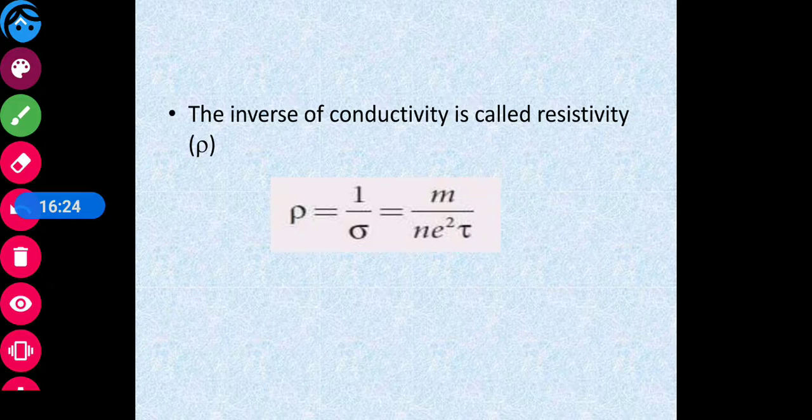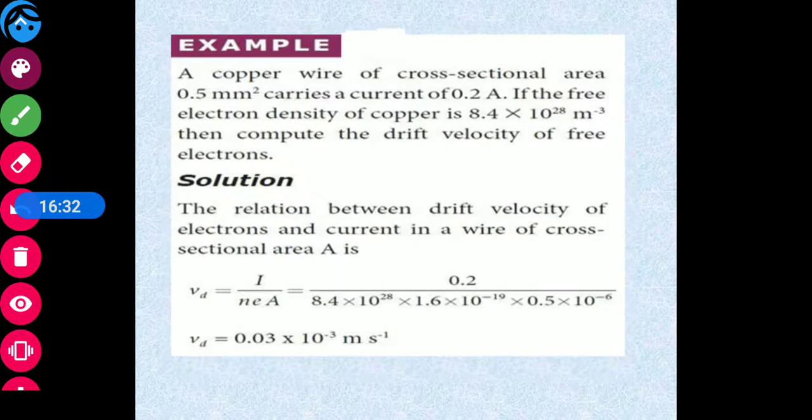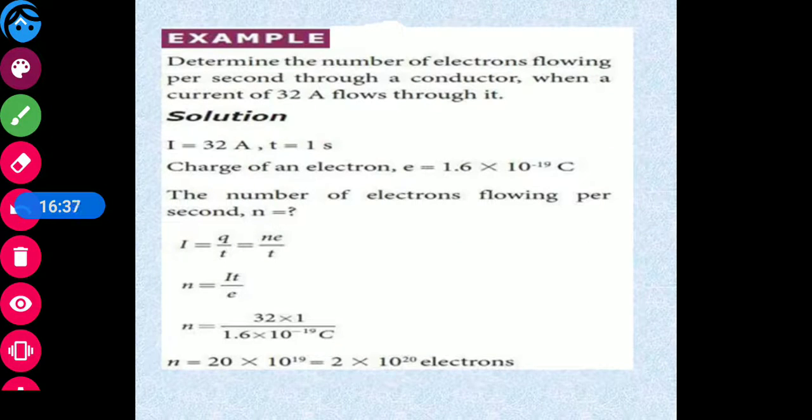The inverse of the conductivity is called the resistivity. So resistivity rho is equal to m upon n e square tau. About the resistivity we will study later on. Now similarly, on the basis of this we can solve this example.